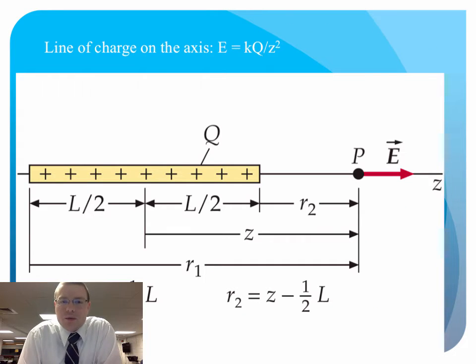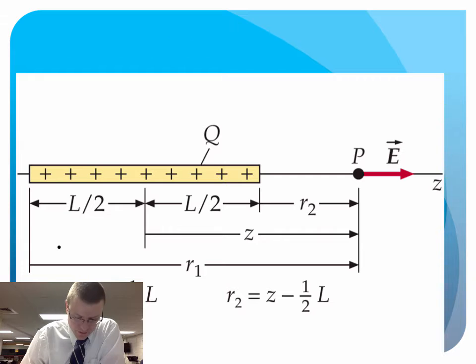So let's look at this example. We've got a line of charge, and we want to find the electric field strength along the z-axis. So not in the x-y plane, but along the line of charge. Let's show you how we can calculate and add up the electric field from every single charge in this picture.